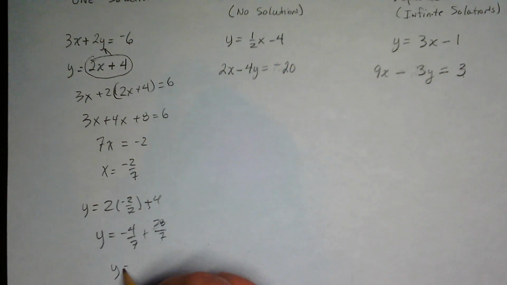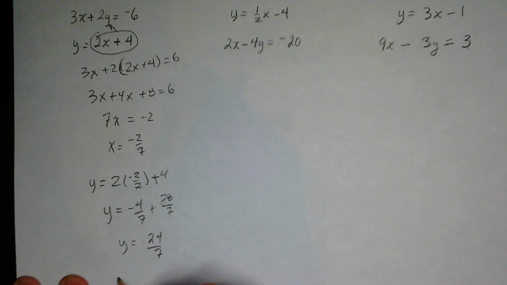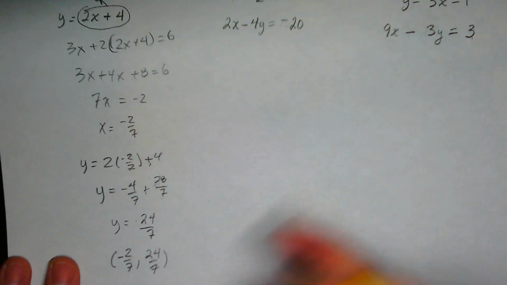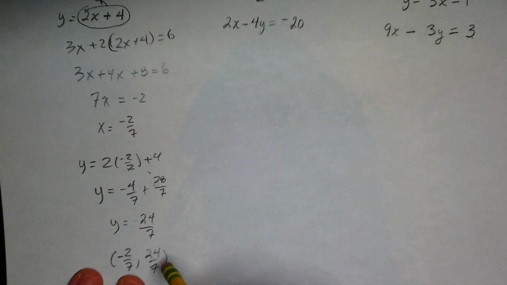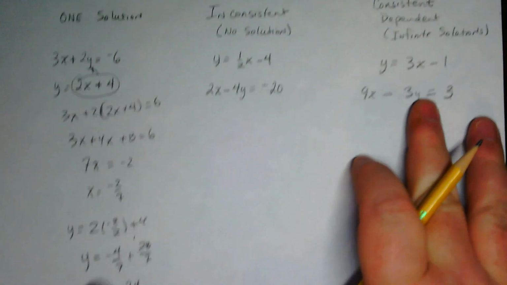So y is equal to 24 sevenths. Our solution to this one would be negative 2 over 7 and 24 over 7. That's super ugly. I just made up the numbers. I knew it would have one solution, but yeah, kind of ugly, but that's how it works, right? We ended up with y equals a number, x equals a number. That's our one solution. Boom, done.